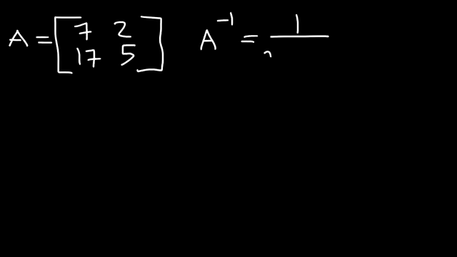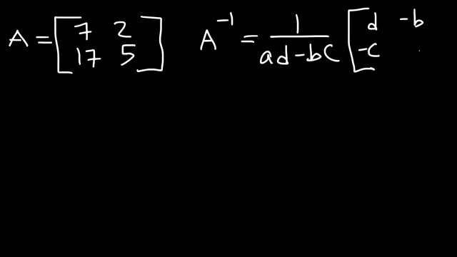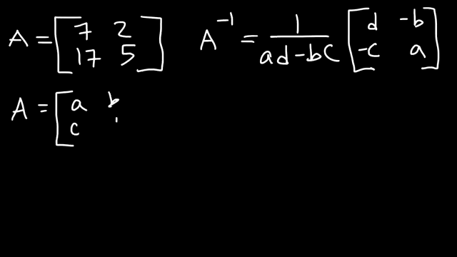It's 1 over AD minus BC times the matrix with the following elements: D, negative B, negative C, and A. Now, matrix A contains the elements A, B, C, D in that order. So using that, go ahead and find the inverse of matrix A.